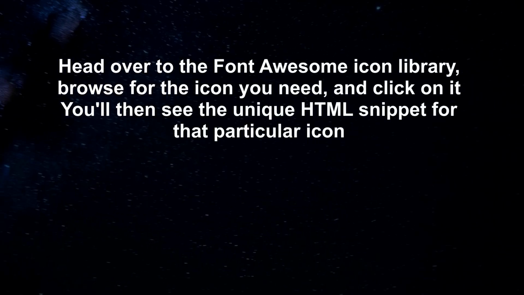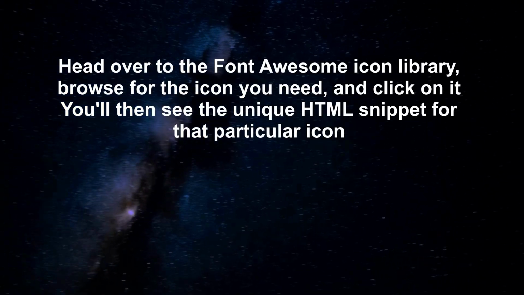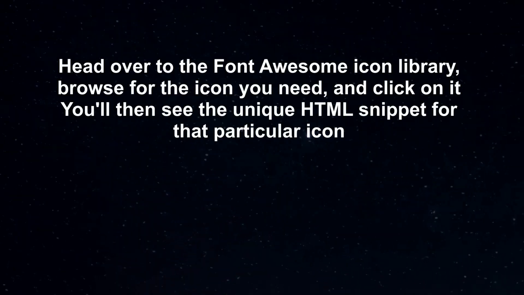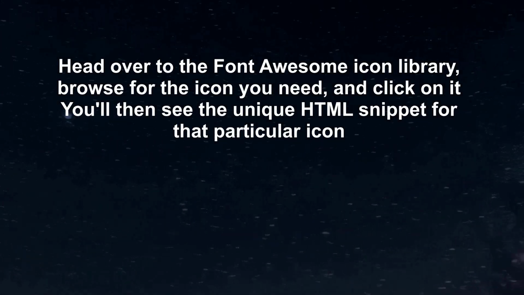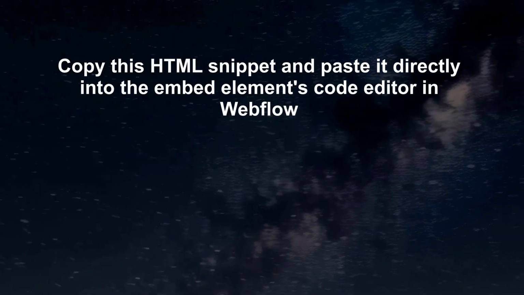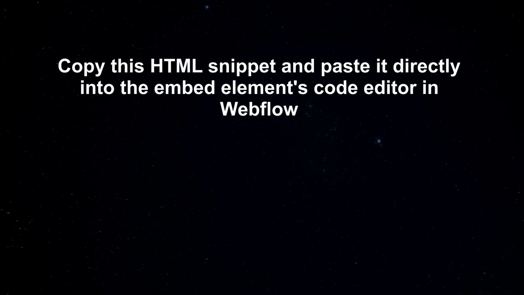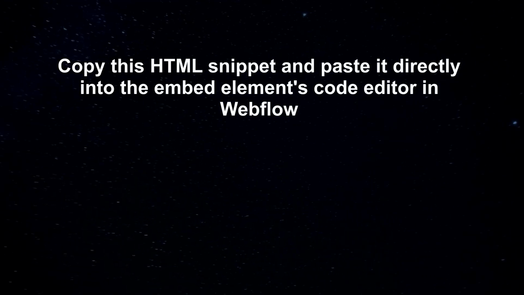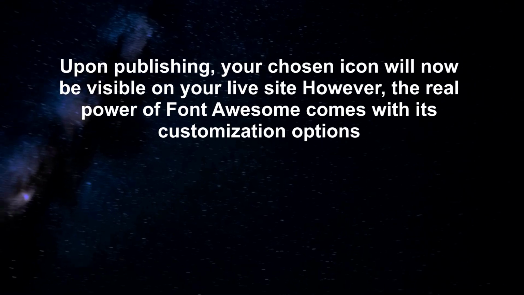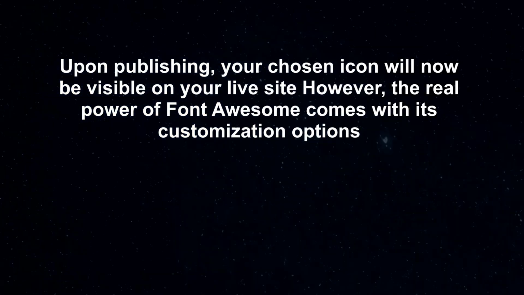Head over to the Font Awesome icon library, browse for the icon you need, and click on it. You'll then see the unique HTML snippet for that particular icon. Copy this HTML snippet and paste it directly into the Embed element's code editor in Webflow. Upon publishing, your chosen icon will now be visible on your live site.